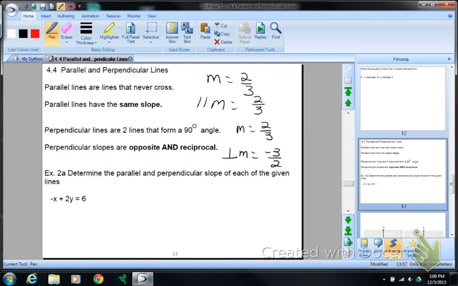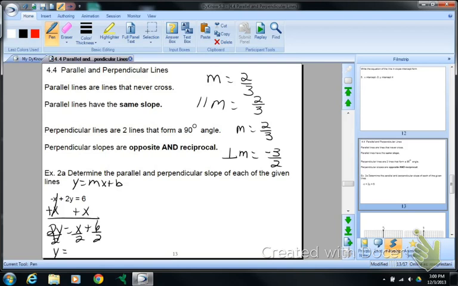Example 2a, determine the parallel and perpendicular slope of each of the given lines. Well, very first thing we have to do with this equation is we have to find the slope of this equation. How do we find the slope of this equation? We have to put it in slope-intercept form. We have to get it in this form. Is it in that form? No, so we have to get it in that form. How do we get it in that form? Add x to both sides. So that's 2y is equal to x plus 6. Divide by 2.